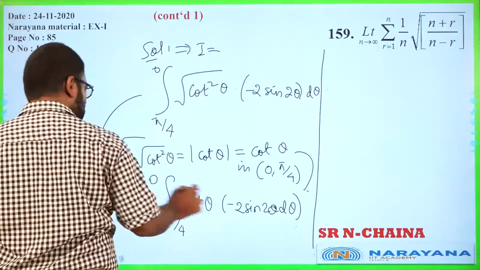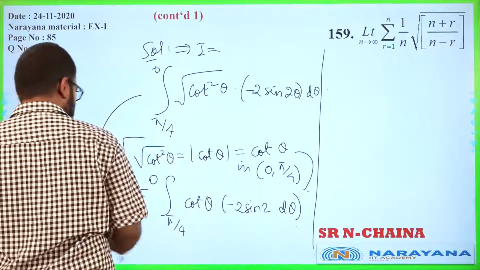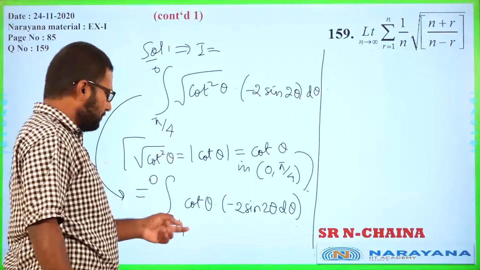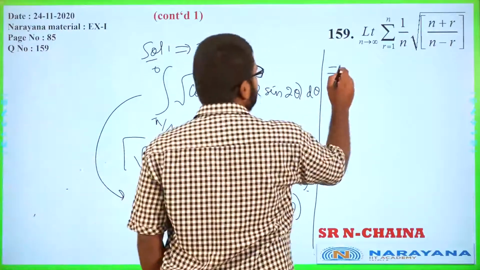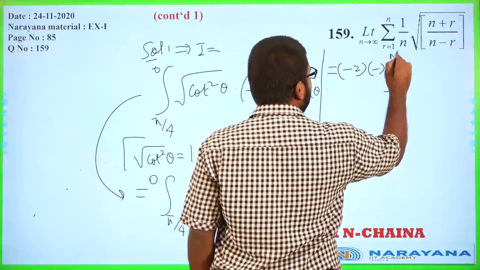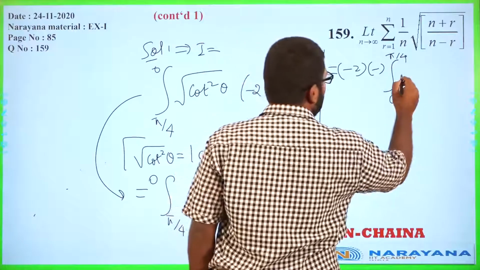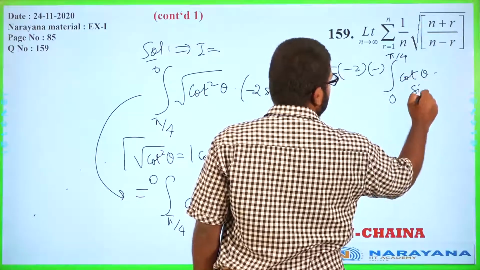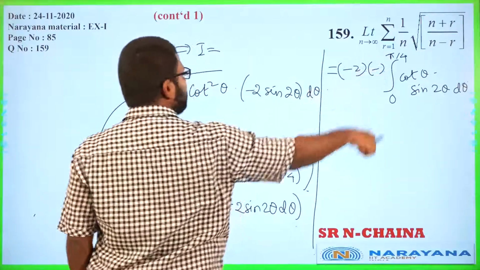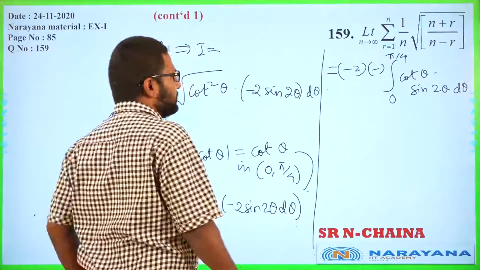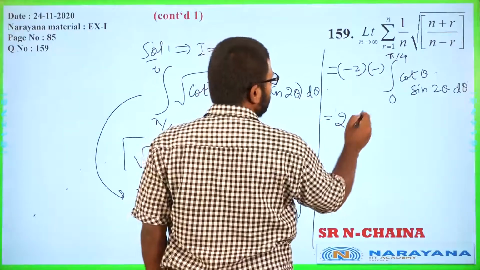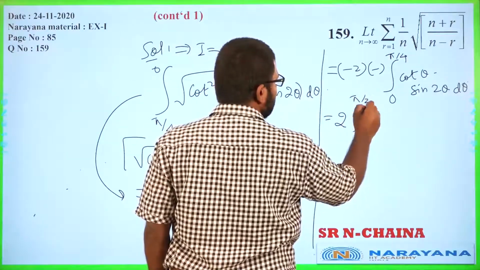Now if I bring the minus 2 outside, isn't it better to just flip the integrals and put another minus outside? So this is minus 2 into minus of integral 0 to pi by 4 cot theta into sin 2 theta d theta. Okay, why the extra minus? Because we have flipped the integrals, flipped the limits. So minus minus cancel. This is 2 integral 0 to pi by 4.